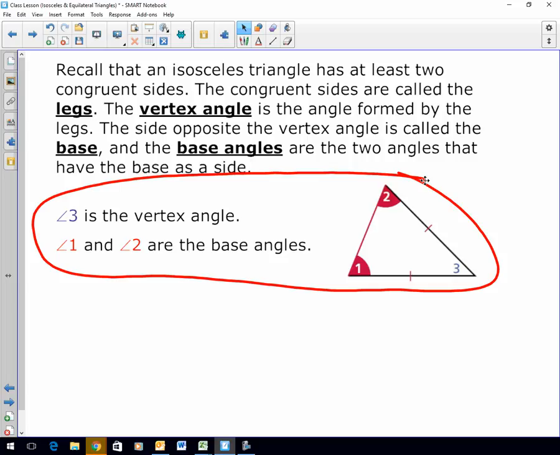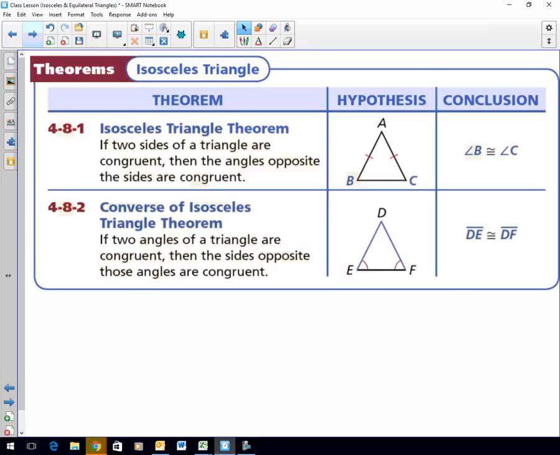Are there any questions about that when I refer to things as base angles, legs, vertex angle? Hopefully we get those things down, okay? All right, a couple theorems. If you know these, don't worry, but I'm just going to tell you what they are, okay?